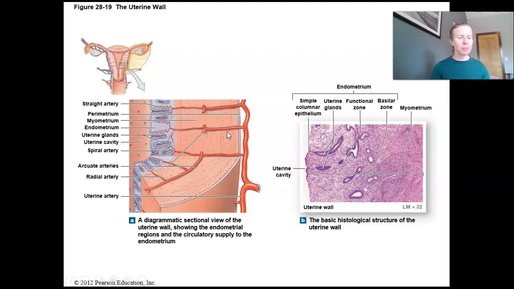So the important thing that they're pointing out here, let's see if they have, yep, this artery that enters the endometrium, it's called the spiral artery. So when that constricts and cuts off the blood supply here to the endometrium, that is what's going to trigger menstruation. We decrease the blood flow to the functional zone of the endometrium, right? And that is going to cause it basically to die and be shed.